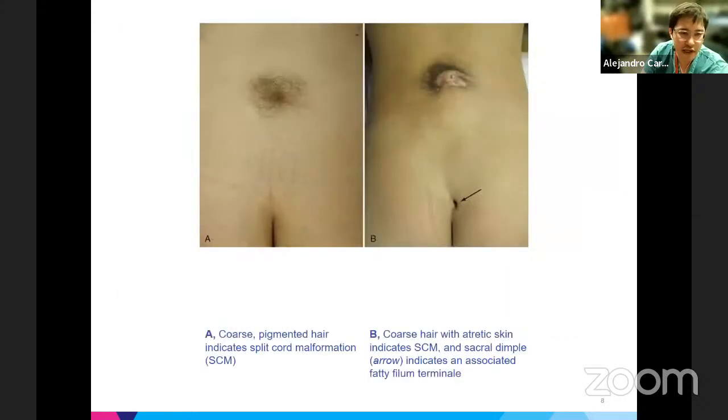And clinically, we often see a tuft of hair, and these can indicate a split cord malformation. Here in picture B, they point out a sacral dimple that is associated also with a fatty filum terminale.